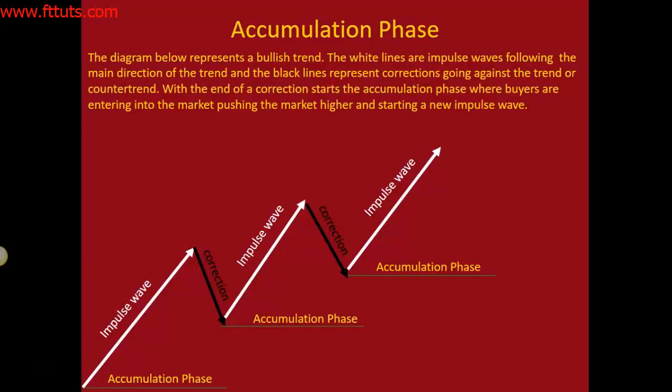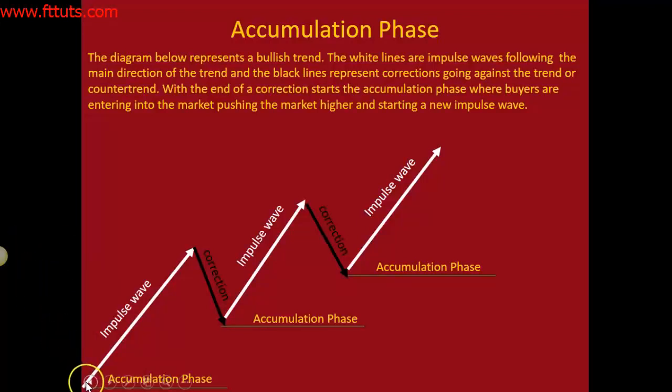The diagram below represents a bullish trend. The white lines are impulse waves which go with the trend, so they follow the main direction of the trend, and the black lines represent corrections going against the trend, or counter trend. With the end of a correction starts the accumulation phase. This is the phase we're looking at right now that we want to understand. This is the phase where buyers are entering into the market, pushing the market higher and starting a new impulse wave.